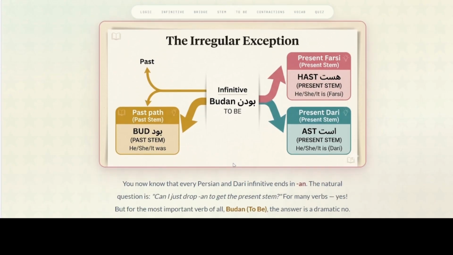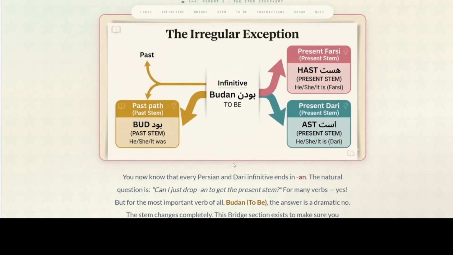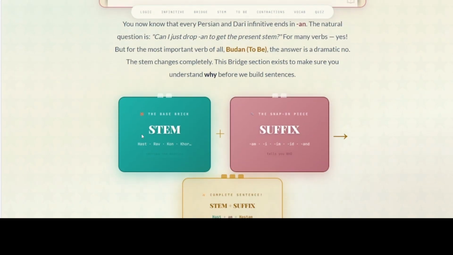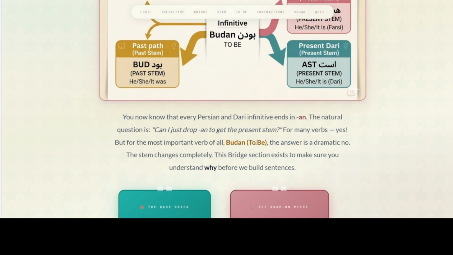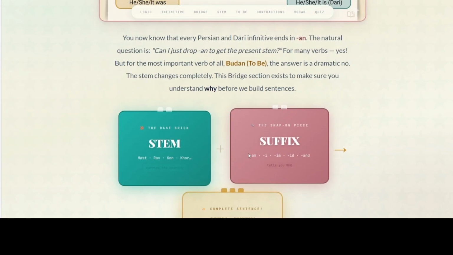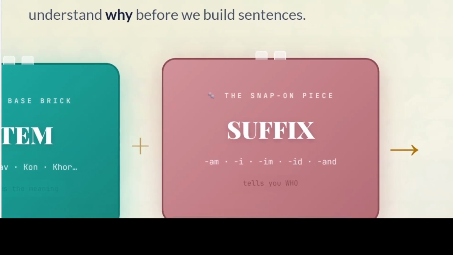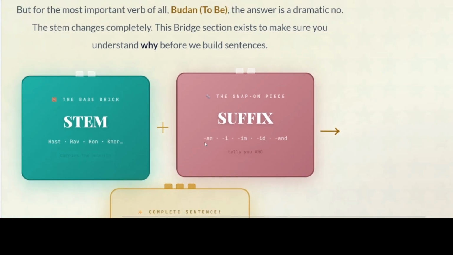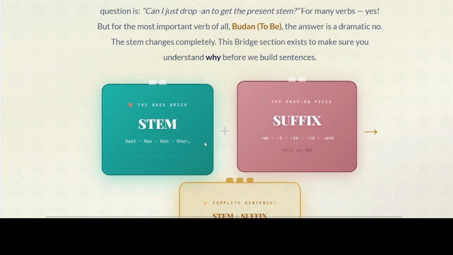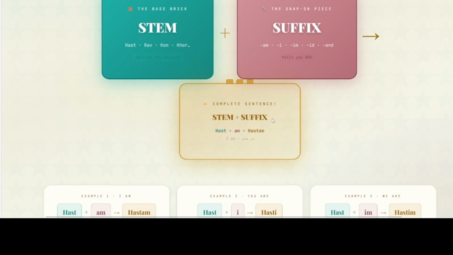In order to make sentences and use the to-be verb, we need some suffixes. In the past, we have bud. So let's say I was. The stem is bud, then I need a suffix. The suffix depends on whom you use it for. If you want to use it for the first person subject pronoun, then you use the am suffix. So you say man budam, means I was. And stem plus suffix is the verb.